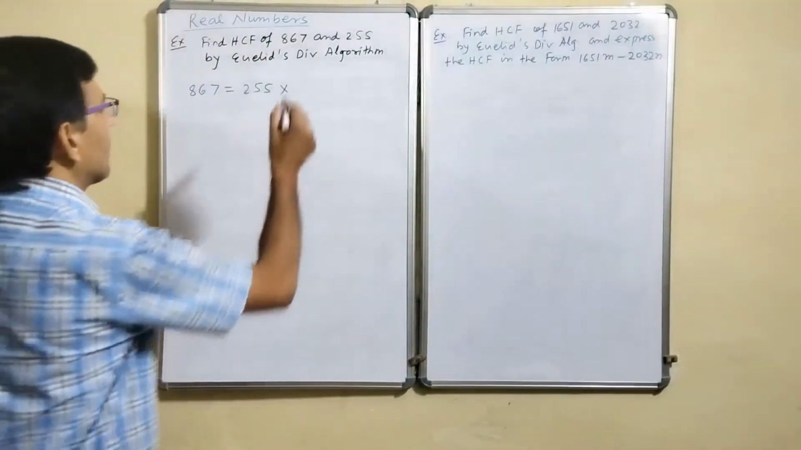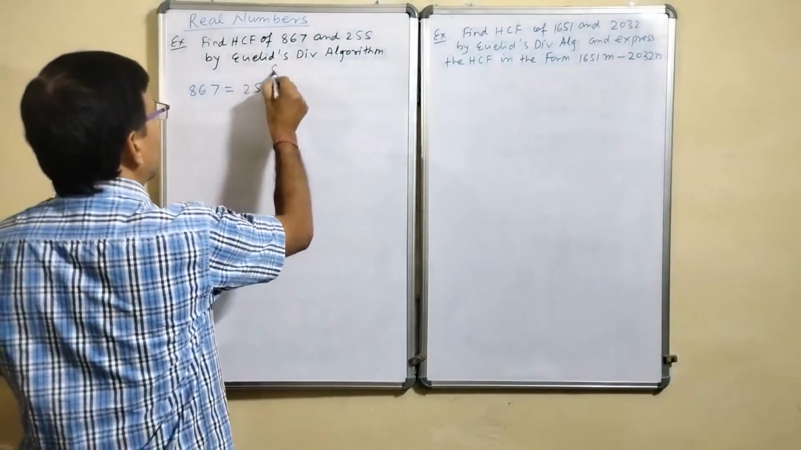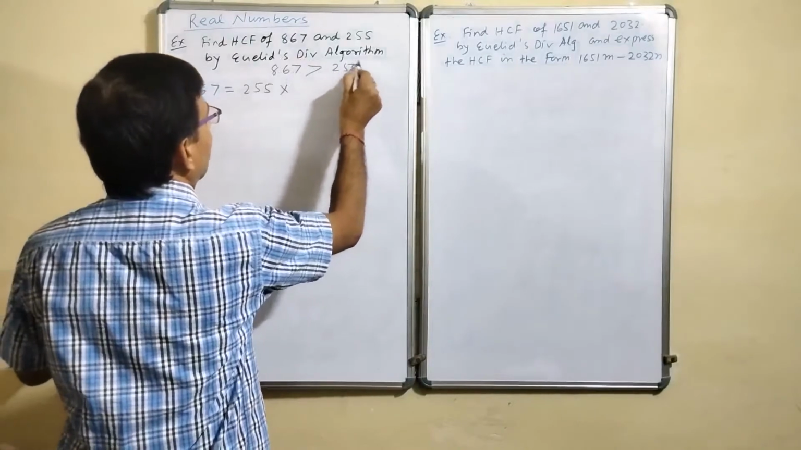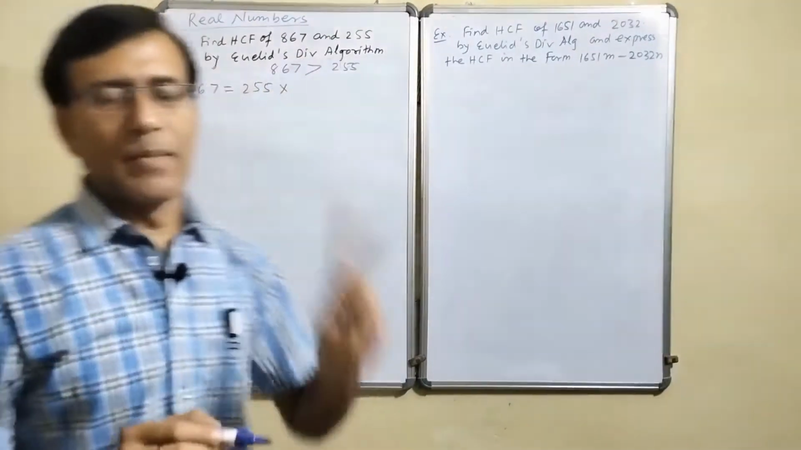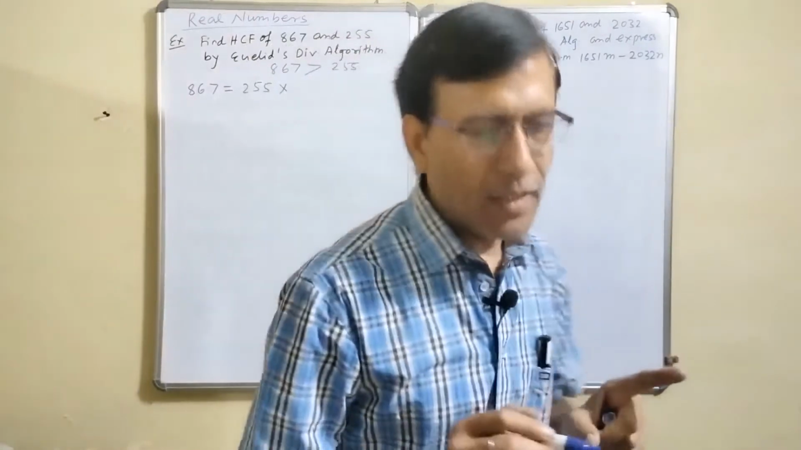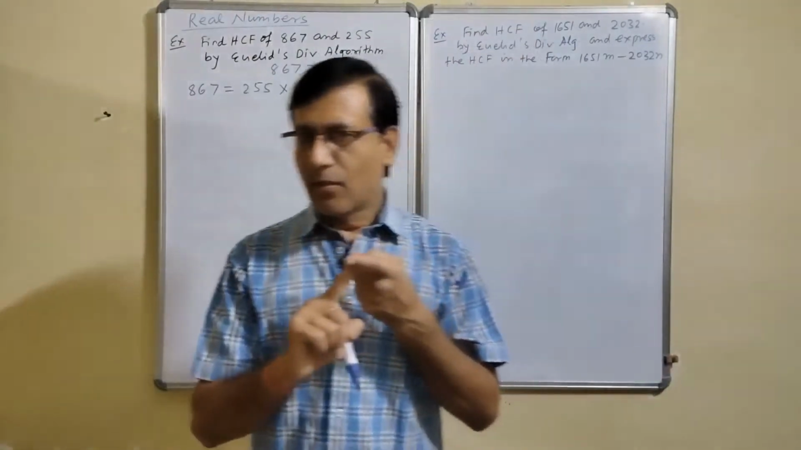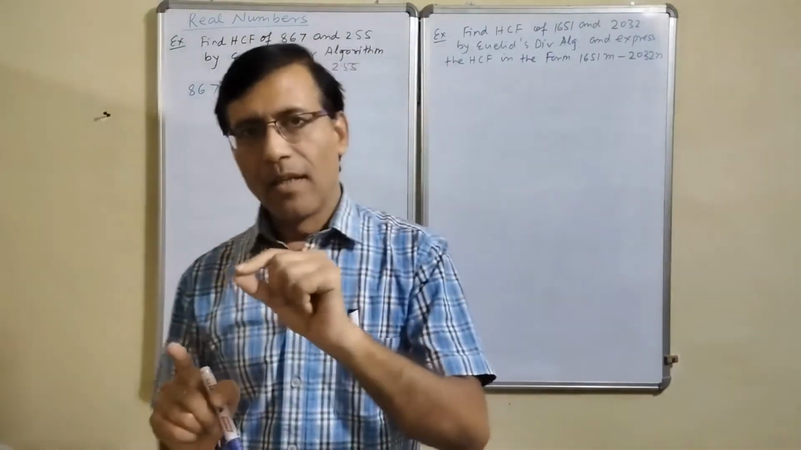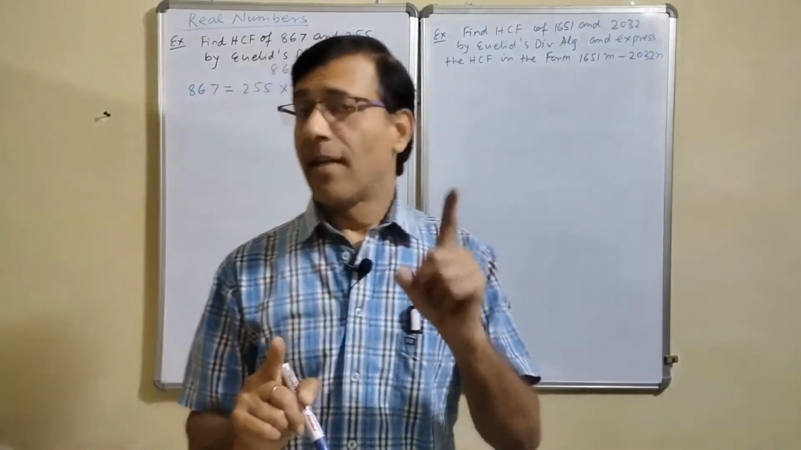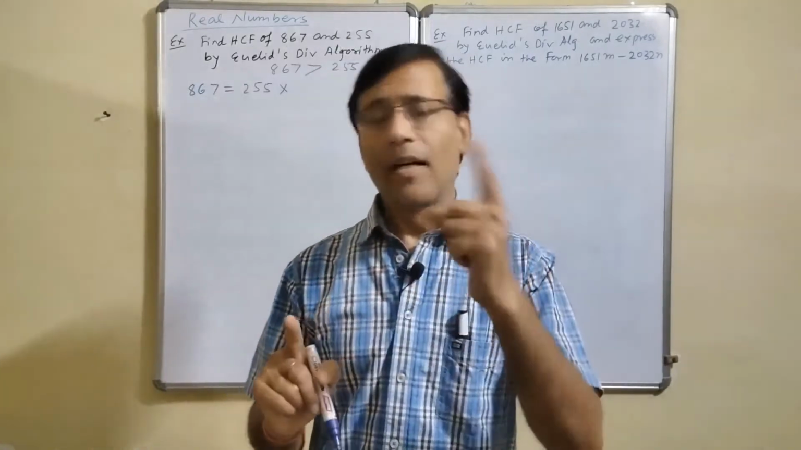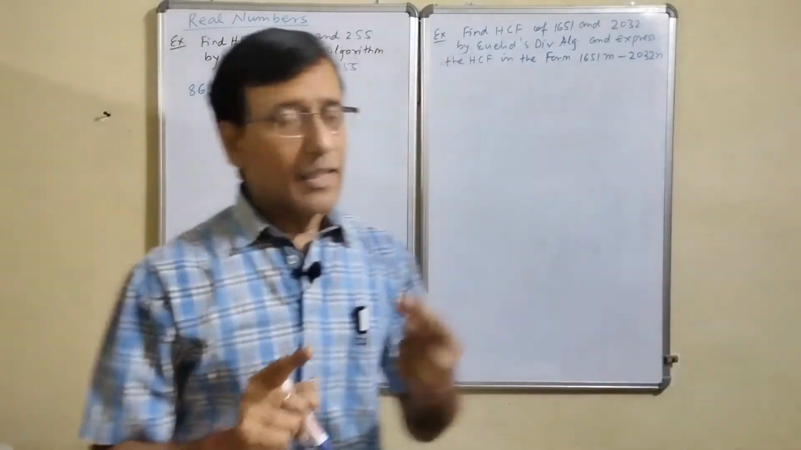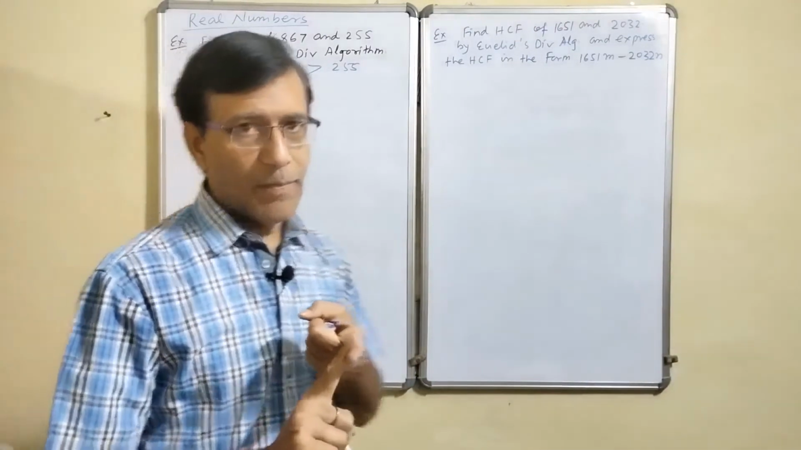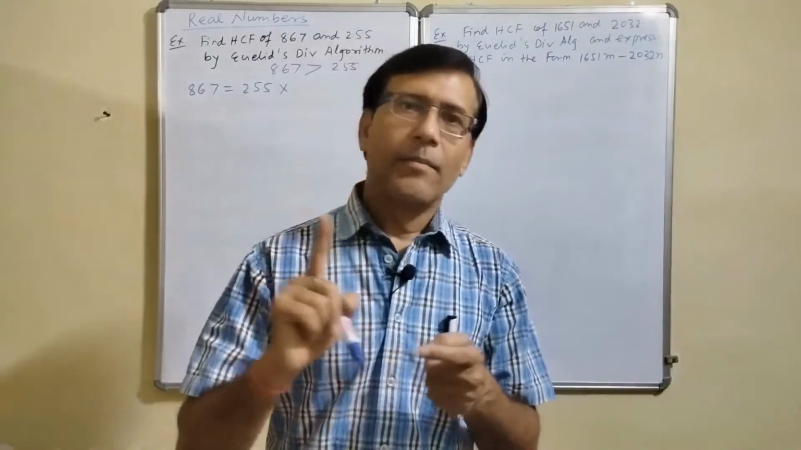So now again what we see, 867 is greater than 255. A must be greater than B. In division lemma, when two positive integers A and B, A is greater than B, then when we divide A by B, we'll get quotient Q and remainder R. And the condition for R is that it is greater than or equal to 0 and always less than B.